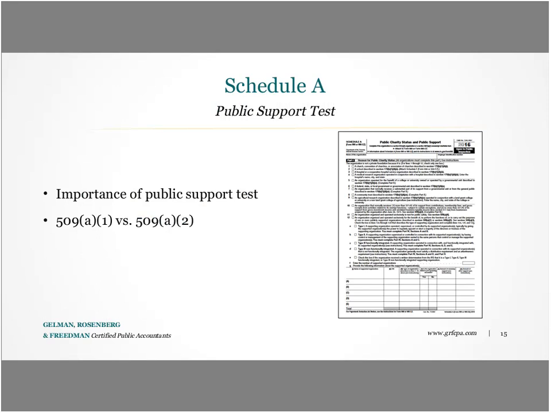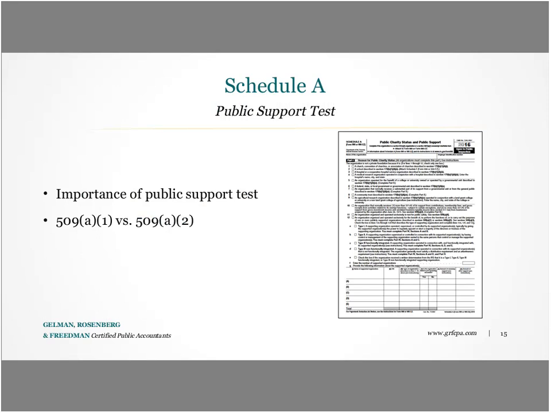Thanks, George. I'm going to talk about Schedule A, the public support test. So Schedule A of the Form 990 deals with the organization's public support test. This test applies only to 501(c)(3) organizations, and it provides the reason for the organization's public charity status. I'm not going to get into the mechanics of the public support test today, but just give a quick overview of the 2 types of tests.